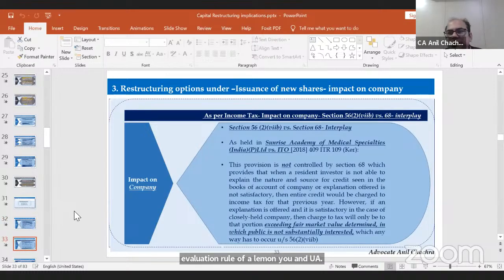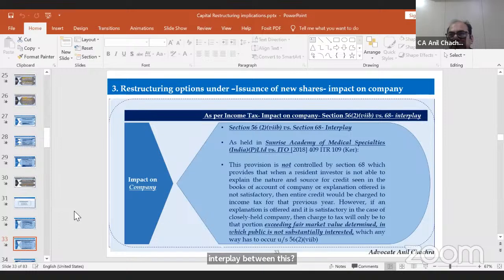So one question is that there is one section, Section 68, which says that any sum found credited in the books of account of the assessee, against which no explanation is given to the assessing officer, the entire credit will be treated as a part of the unexplained income. So there is the section 56(2)(7)(b). So is there any interplay between these two?